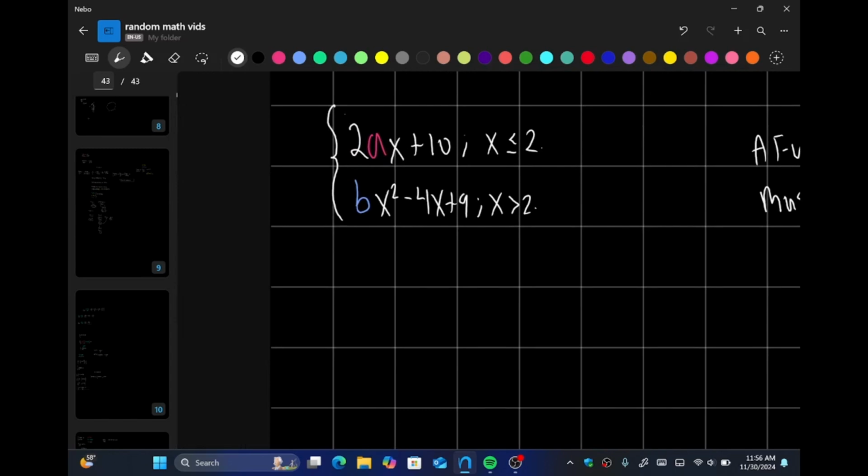So how do we do this, right? First and foremost, we have to make 2ax plus 10 equal to bx squared minus 4x plus 9 at x equals 2. So this is a pretty straightforward question, guys.